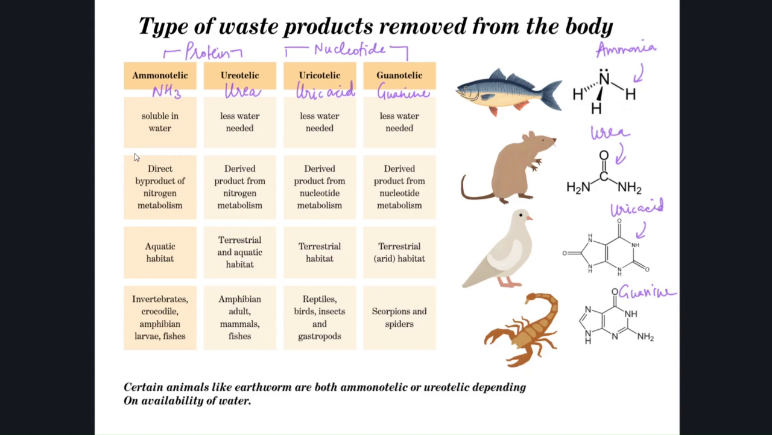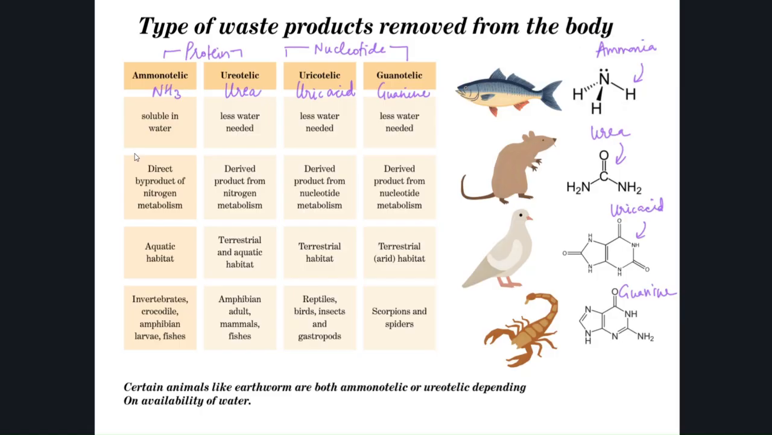Ureotelic excretion is primarily seen in mammals, certain amphibians, and also certain fishes. The uricotelic method, in contrast, results in the formation of crystallized pellets rich in uric acid, and these are primarily released by animals living in arid or extremely warm terrestrial regions, or often dry regions in particular, such as birds, reptiles, insects, and even gastropods.